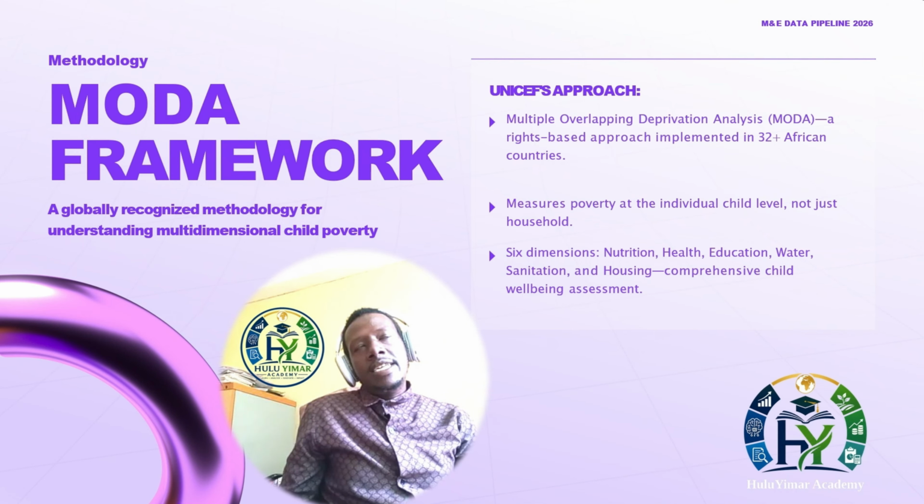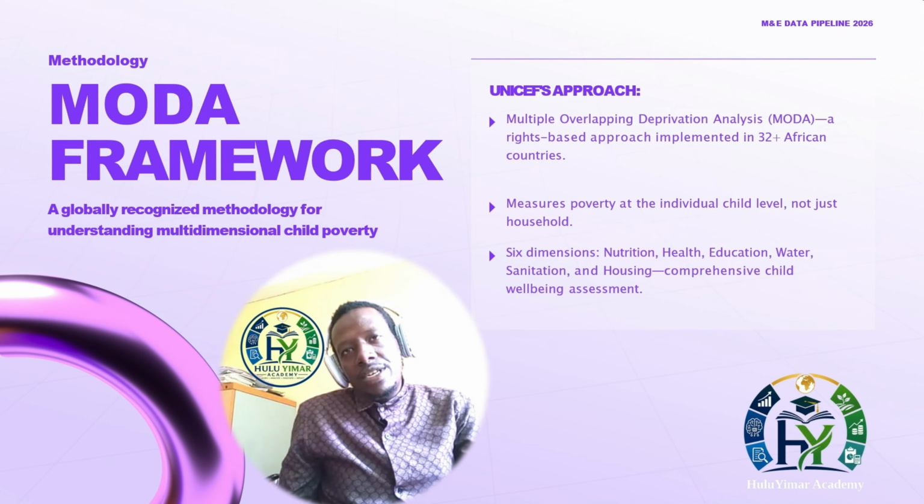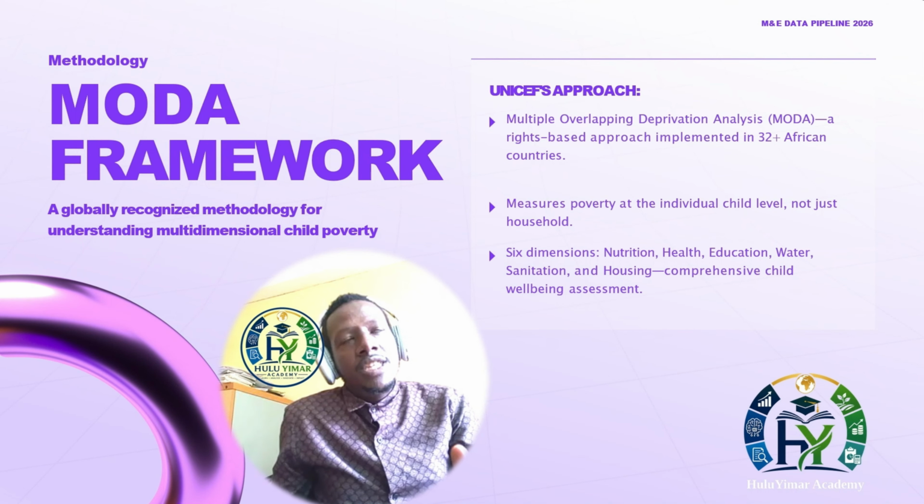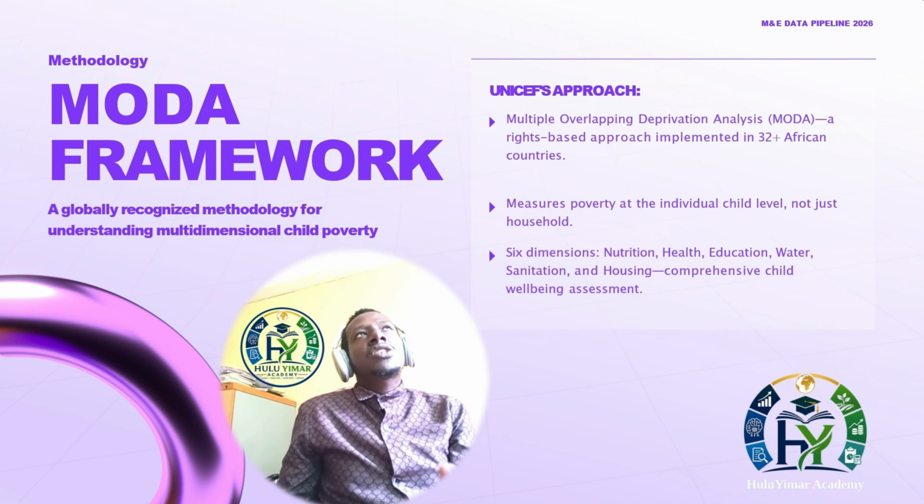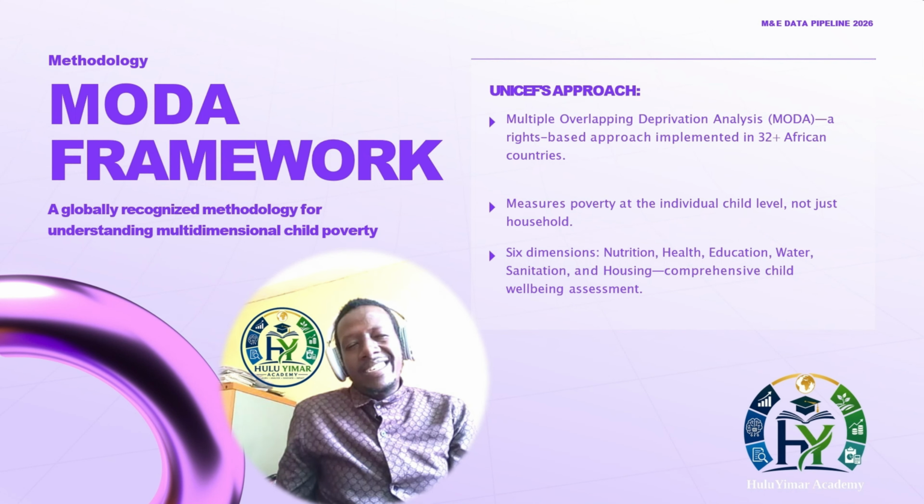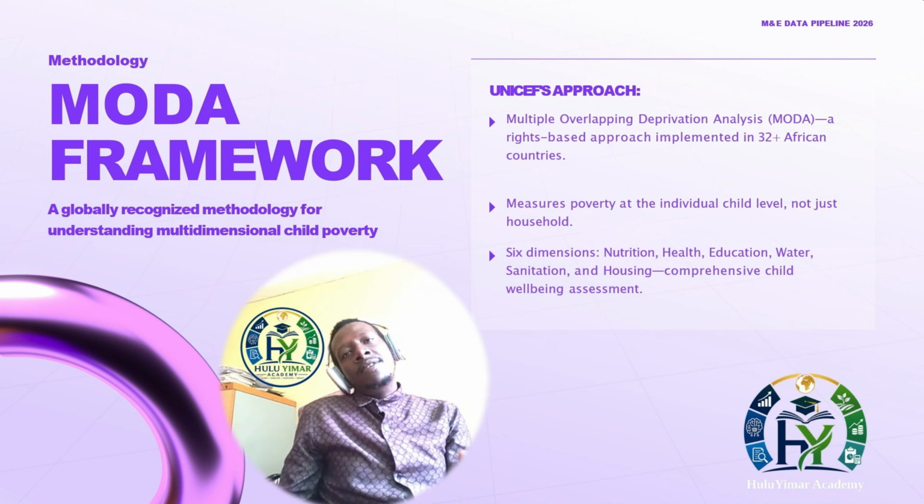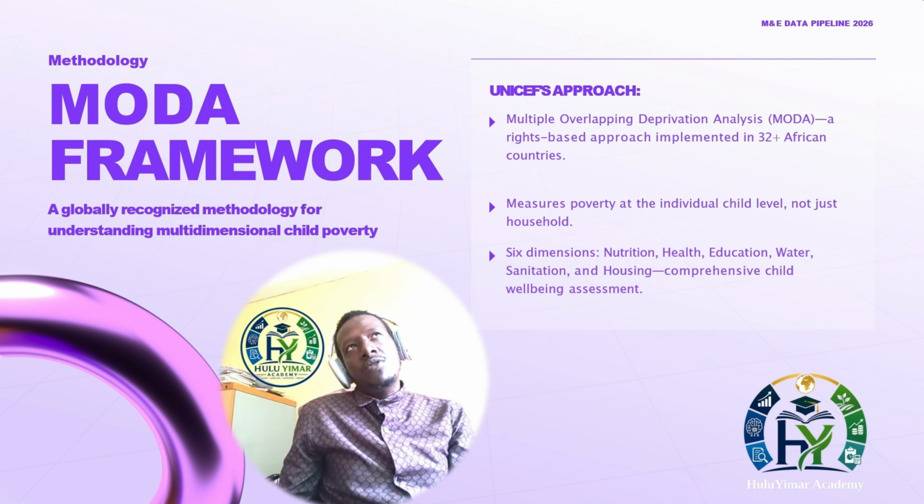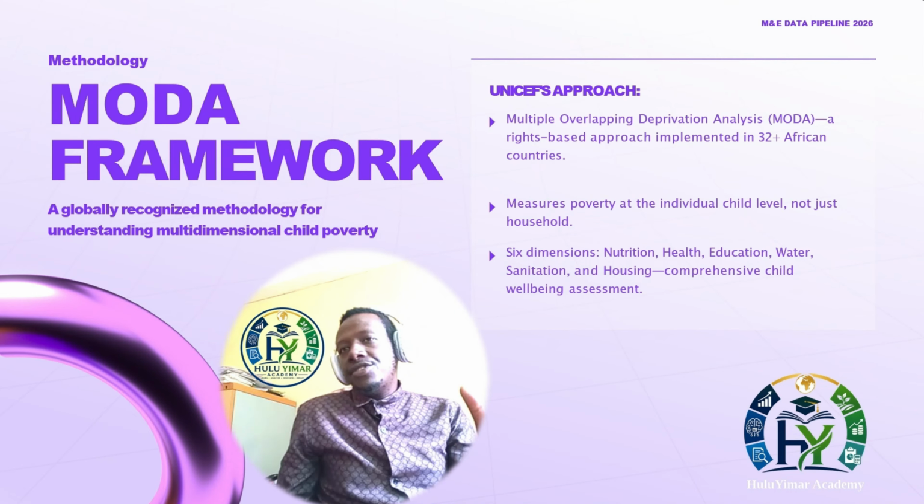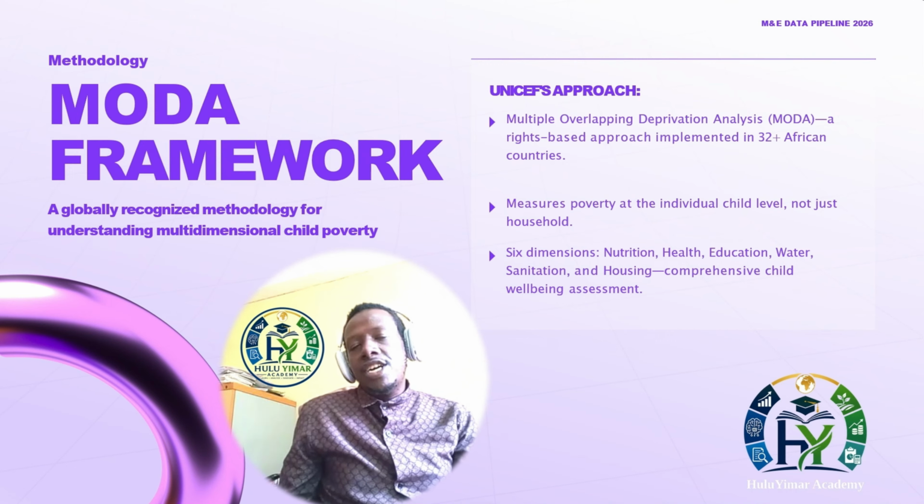And here is a critical point: the findings will set a baseline for Sustainable Development Goal target 1.2, which aims to reduce at least by half the proportion of children living in poverty in all its dimensions, and all the 6 dimensions I have mentioned, by the year 2030.